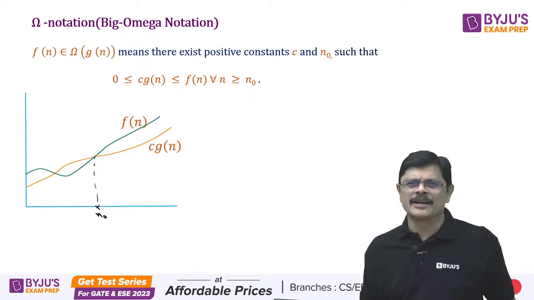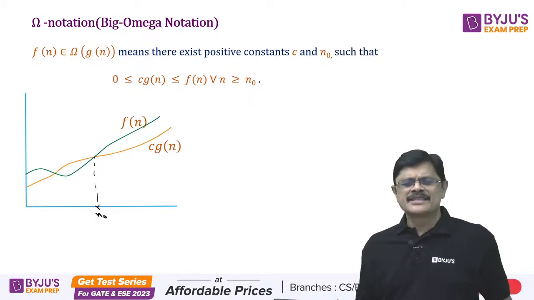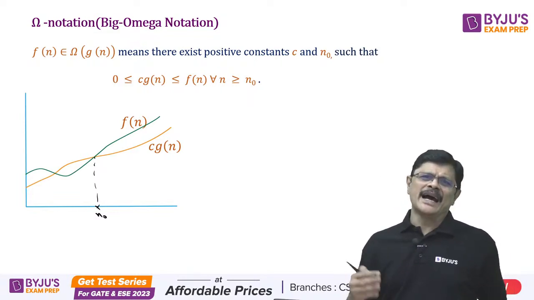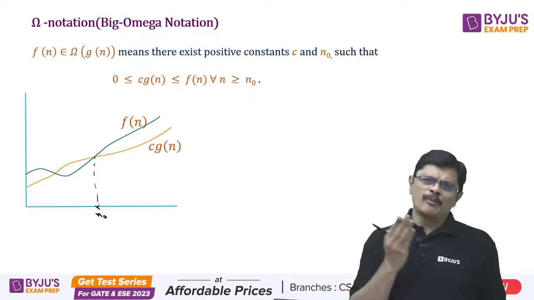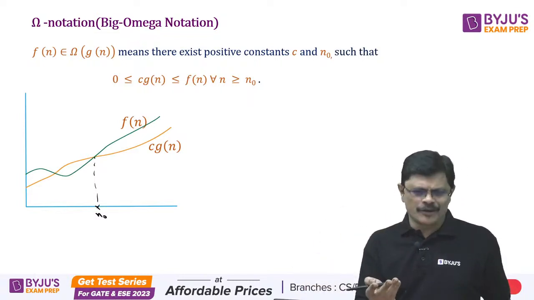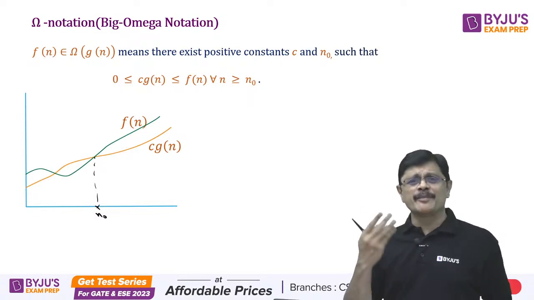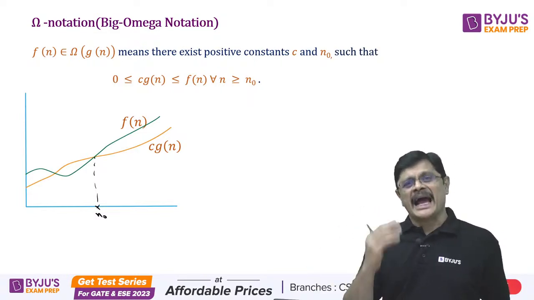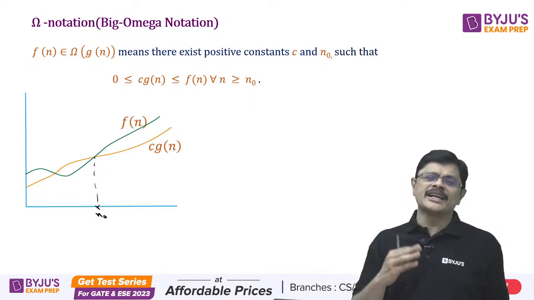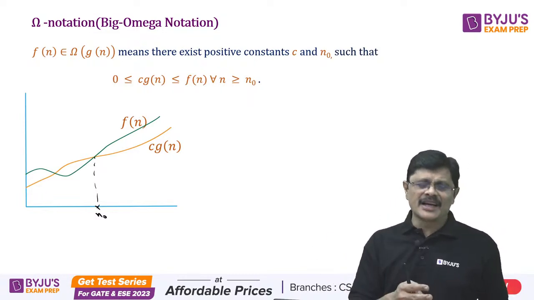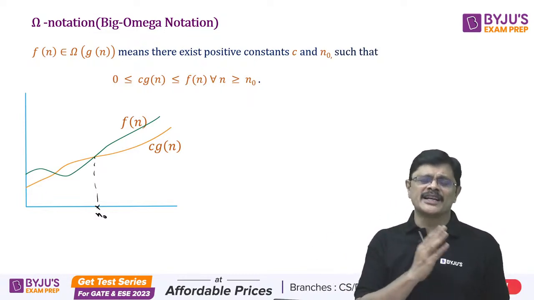There is nothing like that, my dear friends. For any function, we can have big O notation, big omega notation, big theta notation. Even for the worst case, we can have big theta, big O, big omega. Average case also, we can have big O, big theta, big omega. Even for the best case, we can have big O, big theta, big omega.